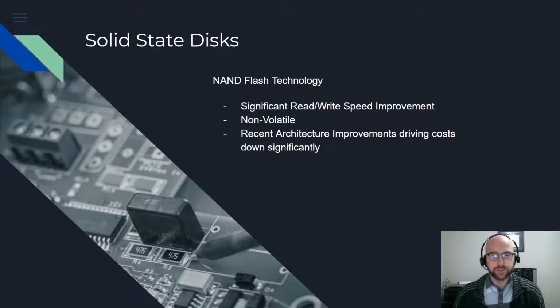NAND flash, in particular, is what is most often used in solid-state disks. It boasts a significant read-write improvement over traditional mechanical disks, and is purely electronic and non-volatile.